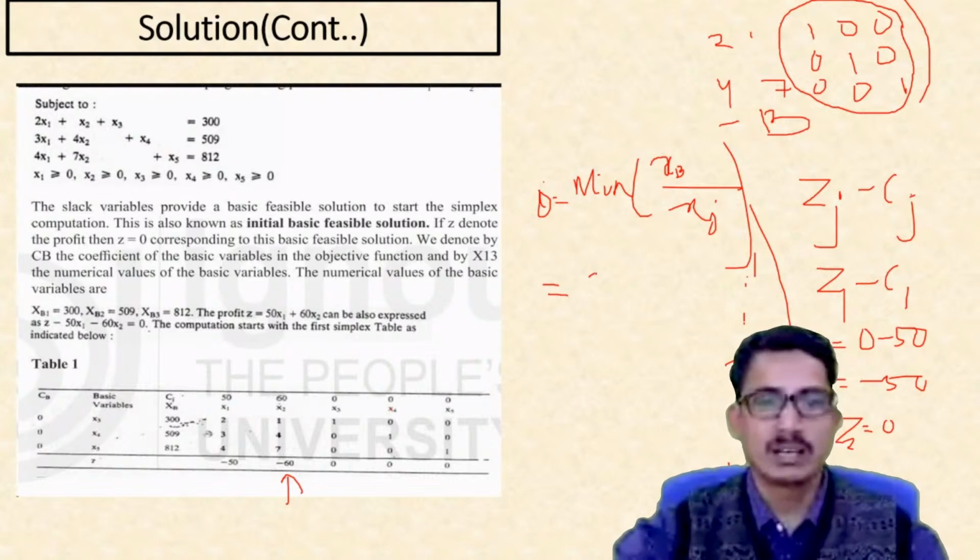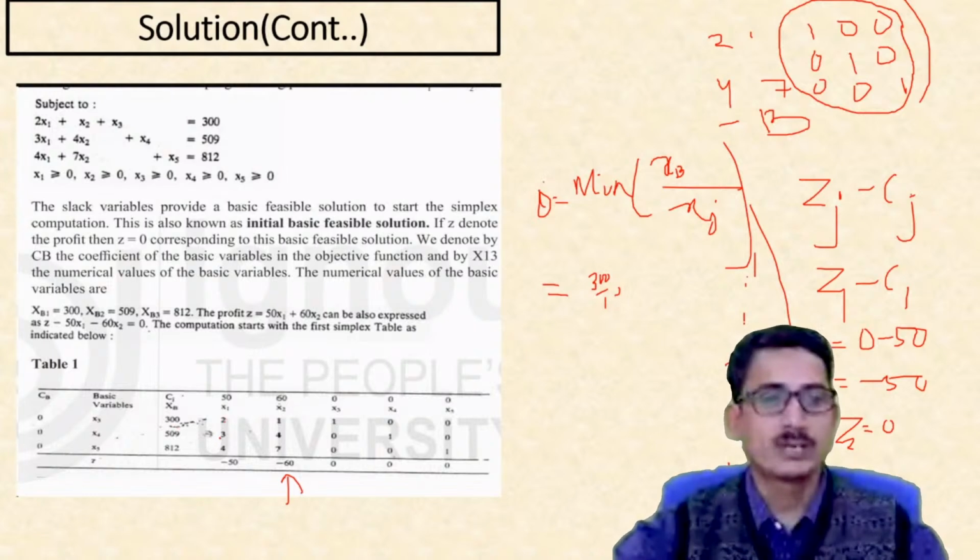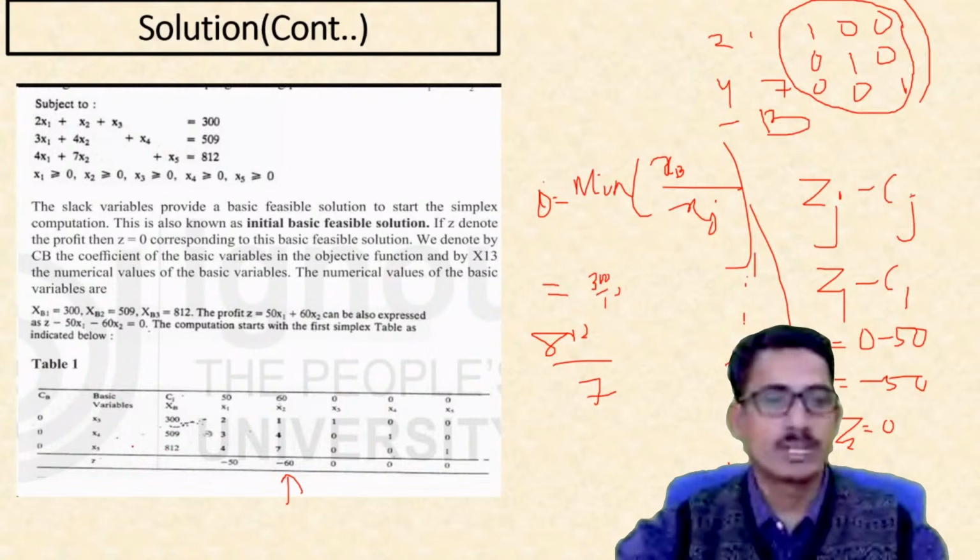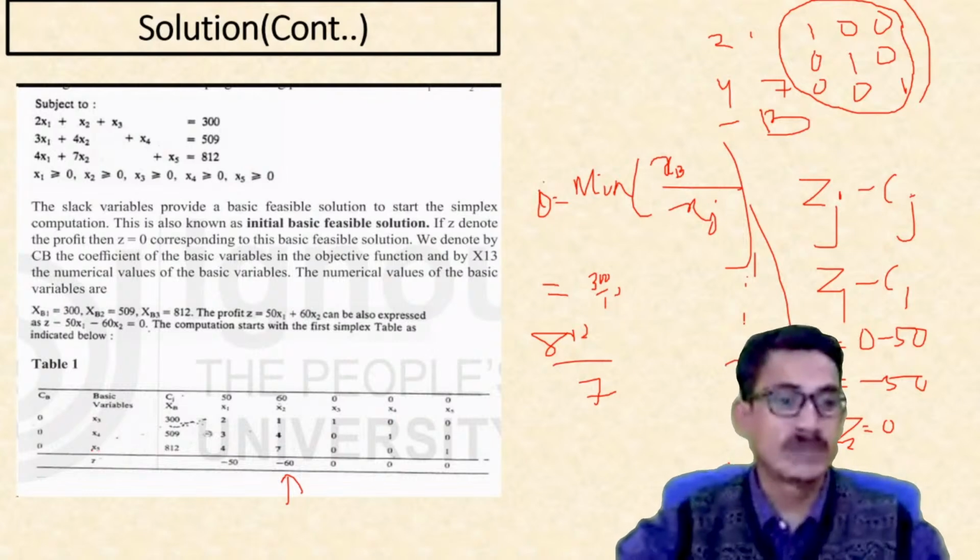300 by 1 is 300. The other is 509 by 4. Then 812 by 7. Now which will be minimum? Obviously 812 by 7, of course, will be minimum. The minimum means corresponding to this, which variable exists in the basis variable? x5. So for the next table, x5 will be out. In place of x5, you have to take x2, whereas x3, x4 remain the same.